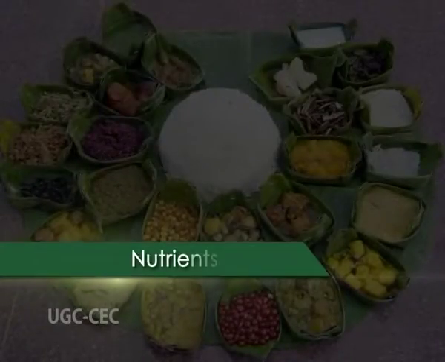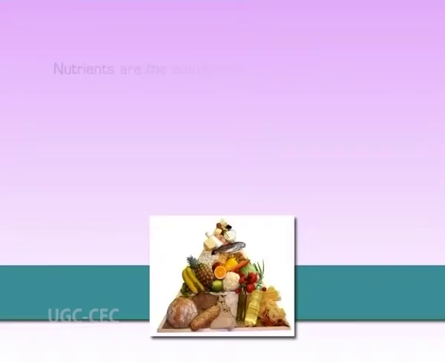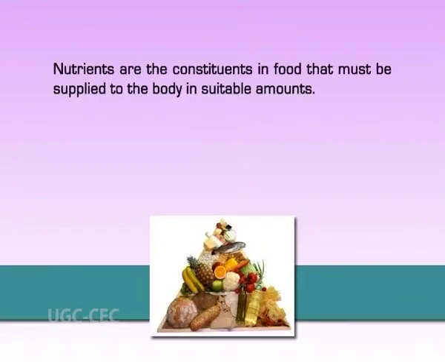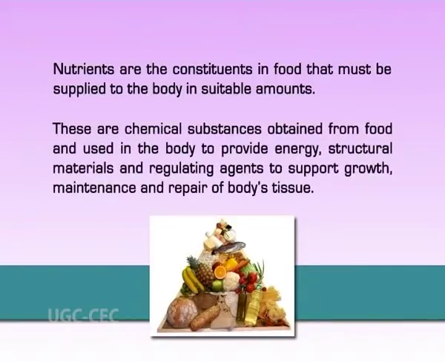Now, nutrients. Nutrients are the constituents in food that must be supplied to the body in suitable amounts. These are chemical substances obtained from food and used in the body to provide energy, structural materials, and regulating agents to support growth, maintenance, and repair of the body's tissue.